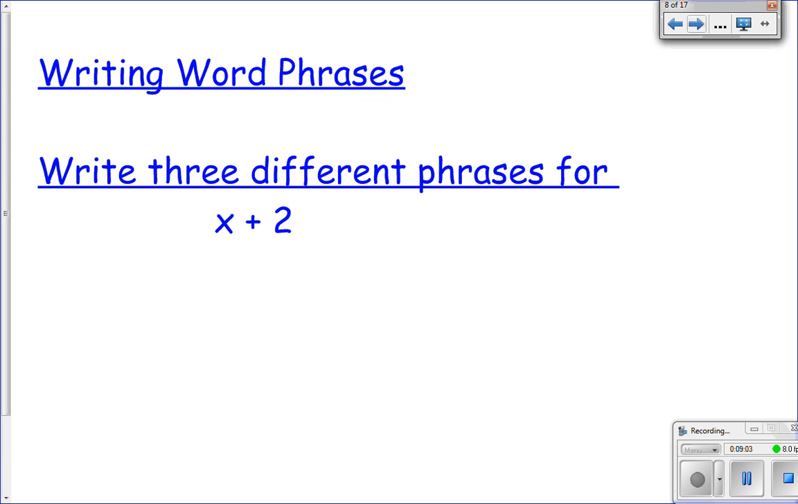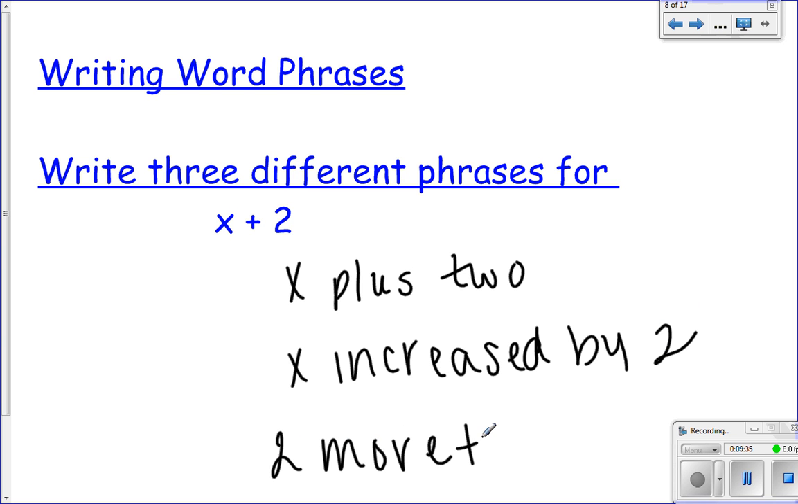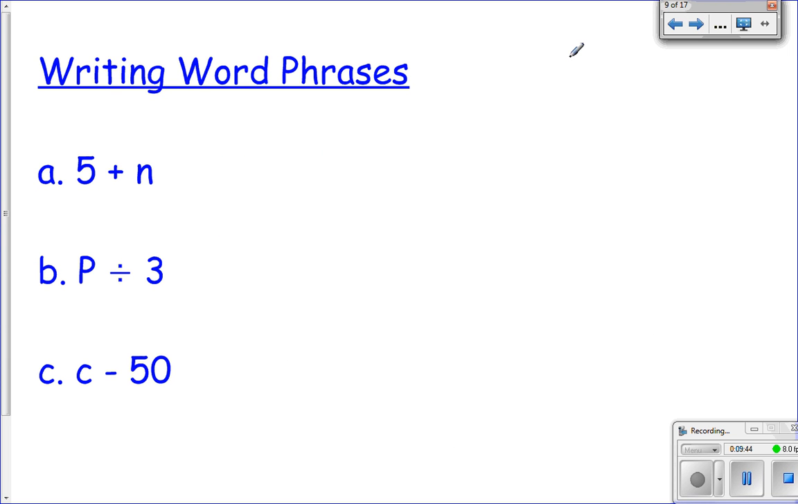So, writing word phrases. Again, that chart that you wrote down will be helpful when you need to write word phrases. Here I have the expression x plus 2. Well, that's one of the phrases I can use to describe this expression, x plus 2. Another one would be x increased by 2. Or I could even say 2 more than x, remembering that more than is the one that I need to flip. So why don't you go ahead and pick 2 and write 2 phrases for each of these expressions.